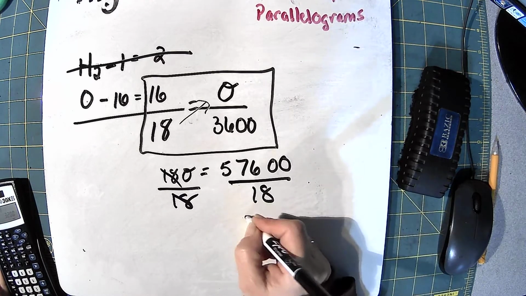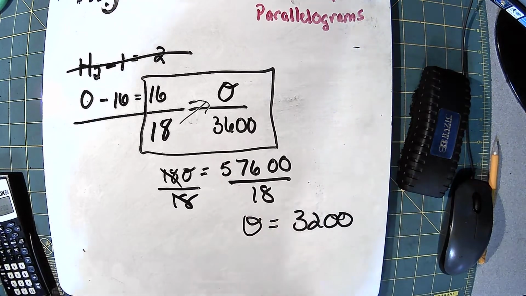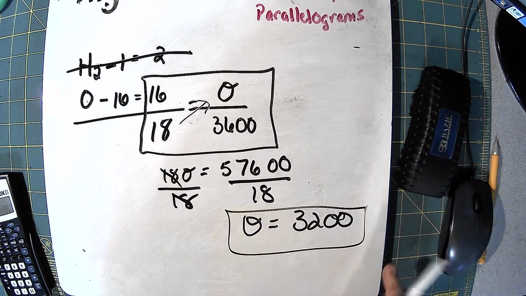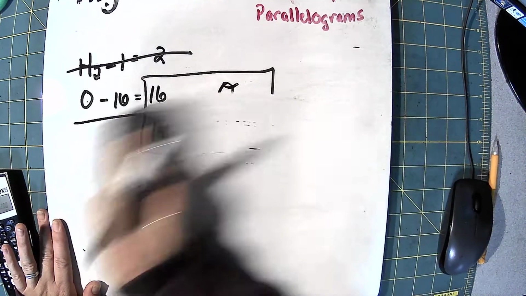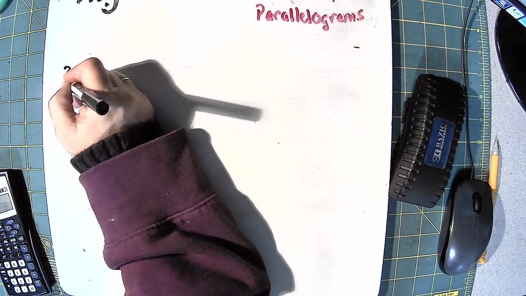And my oxygen is going to equal 3,200. Okay, so that's the answer to that one. All right, let's try another one. This one is 37.2.